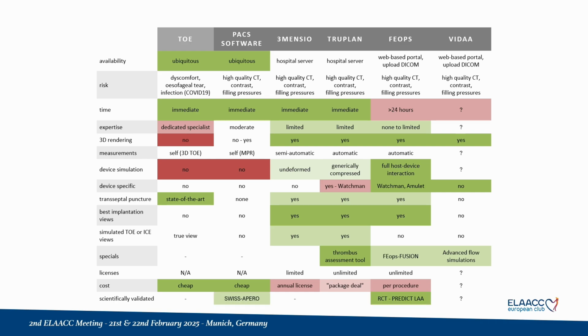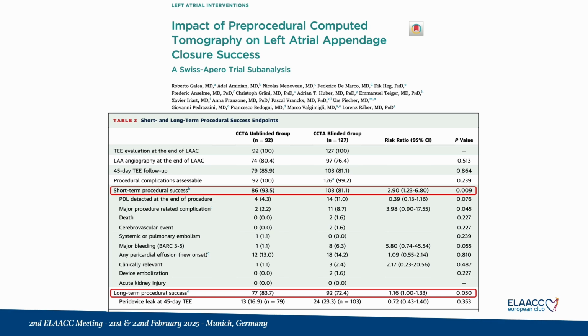But then last but not least, I can't agree with what has been said. We do have data. And if we don't have the data, we should generate data. We have data for the PAC software as presented by Xavier. The Swiss Apero, it's not randomized, but at least it's data. The use of a CT does improve the short-term and long-term procedural success.